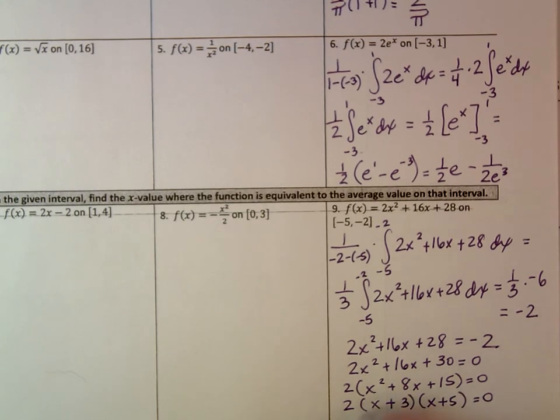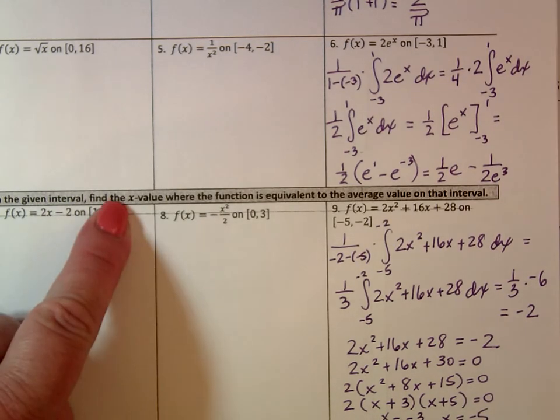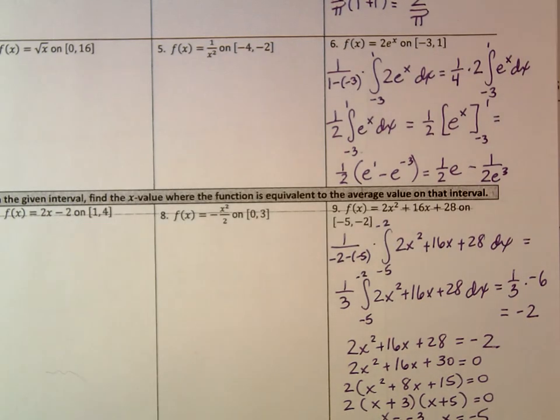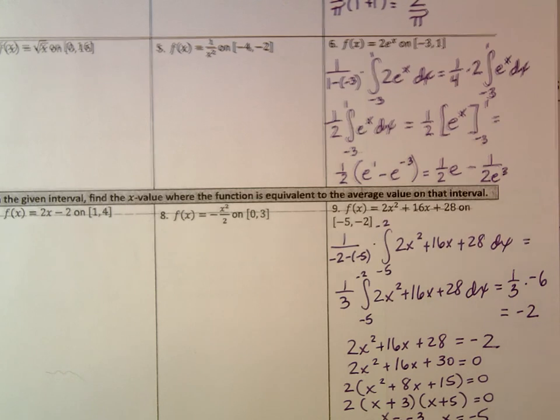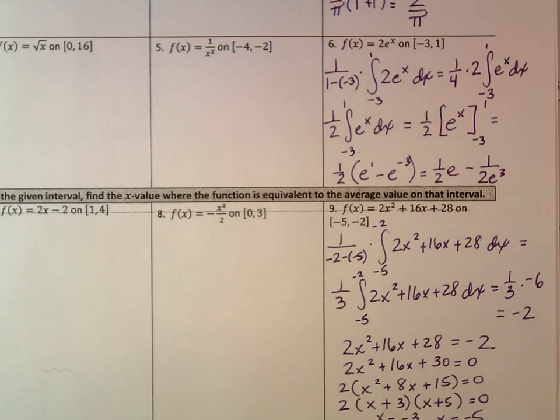2 equals 0, I don't care, doesn't equal that. x equals negative 3, x equals negative 5, and you just found the x values where the function equals the average value. So your answers are x equals negative 3, x equals negative 5.